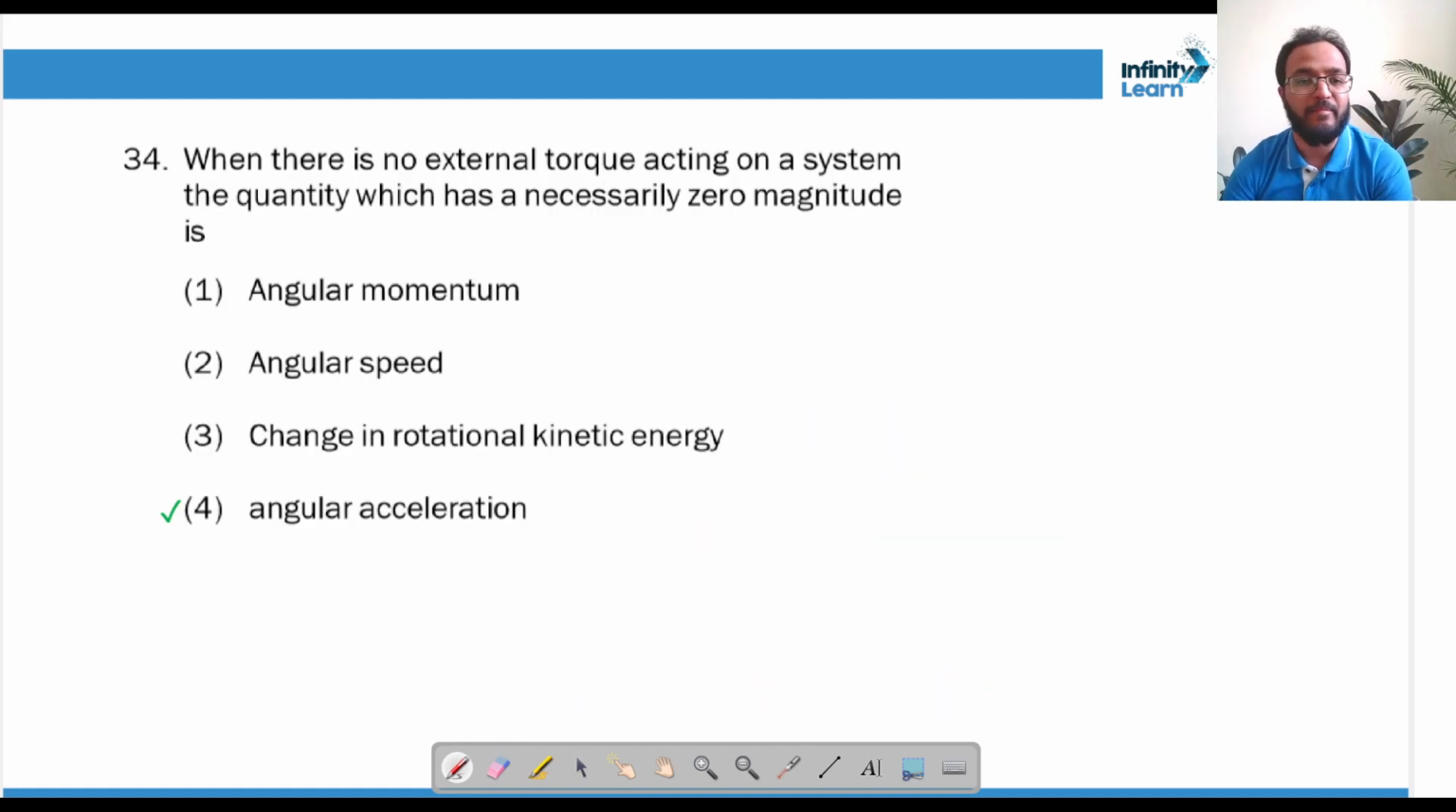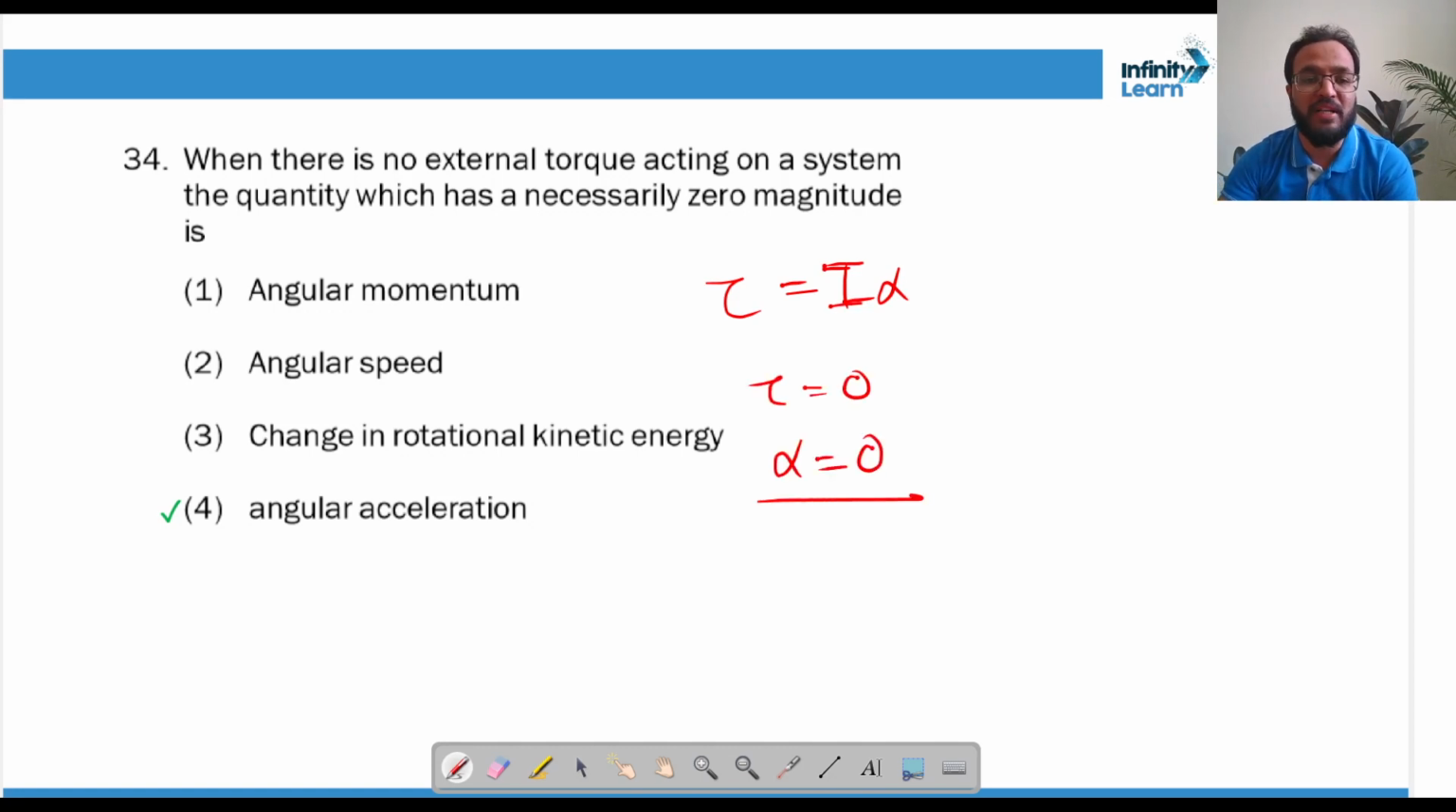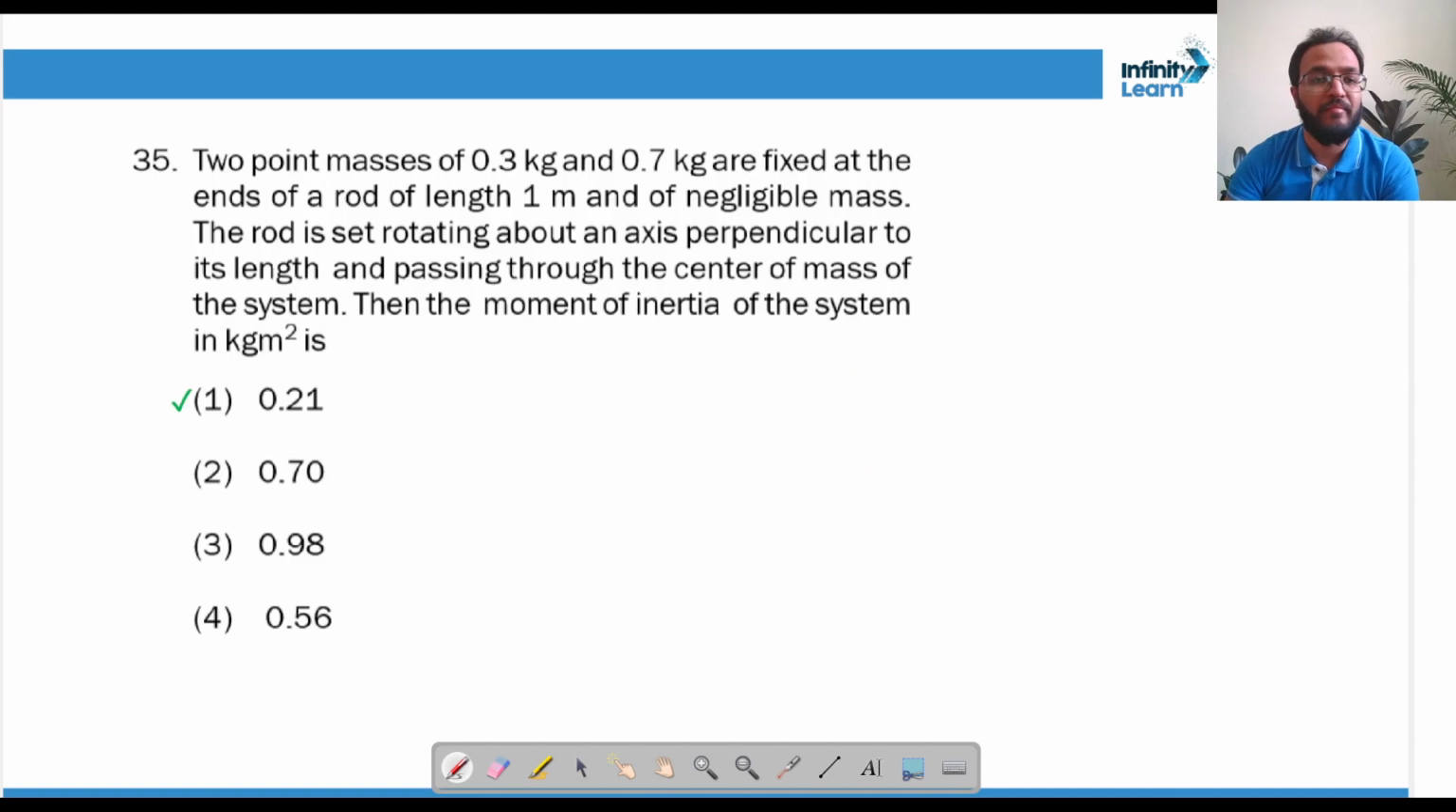Got it? When there is no external torque acting on the system, see, torque is equal to I alpha, right? If tau is 0, alpha is 0. That's all. Fourth option is correct.